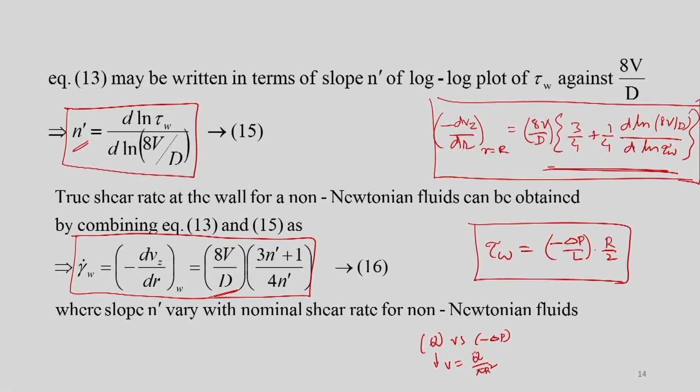So, for a capillary of known length and diameter, if the Q versus delta P information is known, using the minus delta P by L information you can get tau w. Using the corresponding Q or V, you can get gamma dot w, the true shear rate for that fluid, by using equation number 16. So, this is how, using a capillary viscometer, you can get the information about the rheology of time independent non-Newtonian fluids.